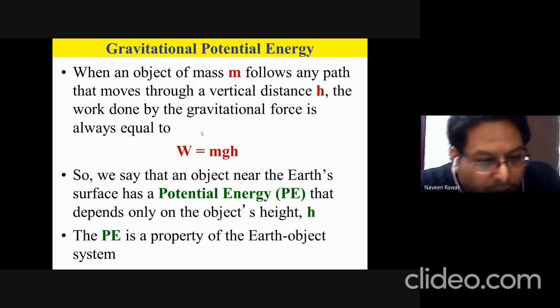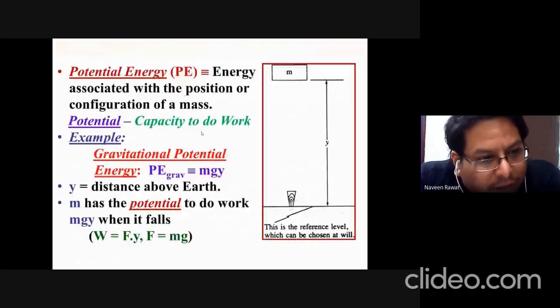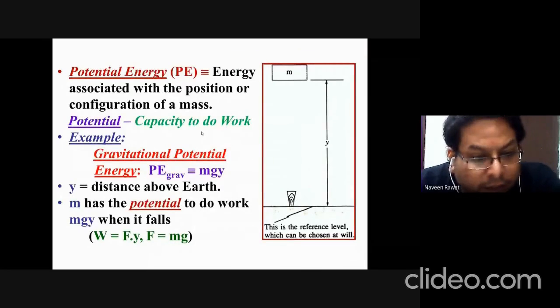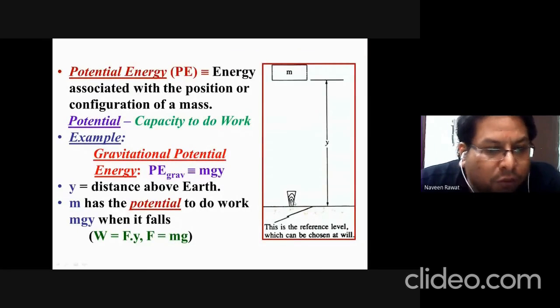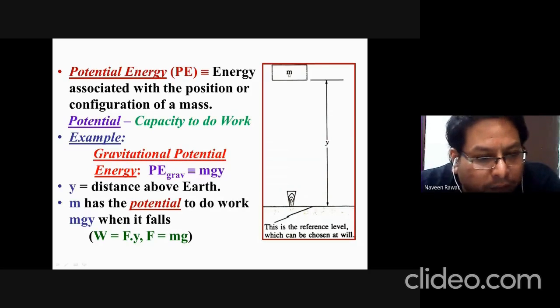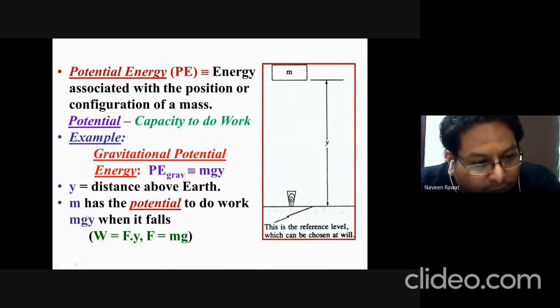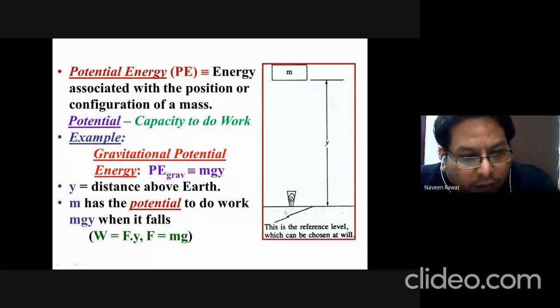Okay, when we say potential, basically it is the capacity to do work, right? So for example, if you take an object and this is the earth's surface, and you move the object to a certain height, let's say a distance y, and now the object of mass m is sitting at this location. So basically we say that it has some potential to do work, that if we let go of this object, then it will fall down because of the gravity, and this energy that it possesses is this mgy, which is the force of gravity, mg, times y, which is the distance from the surface of the earth.